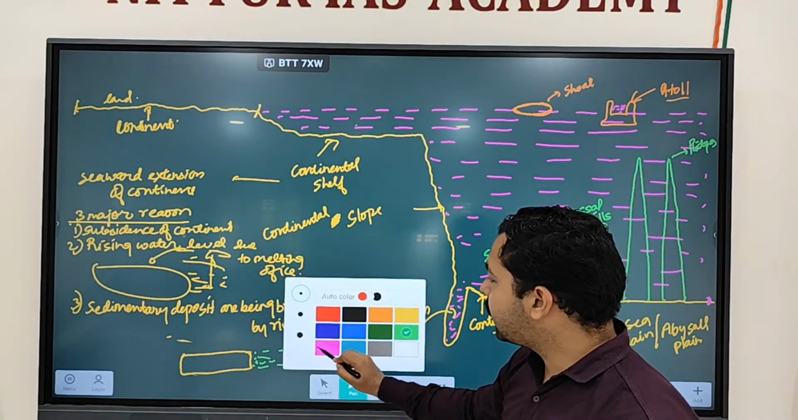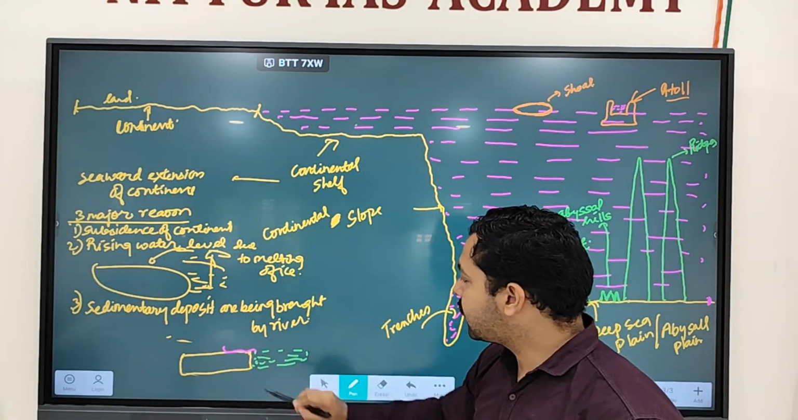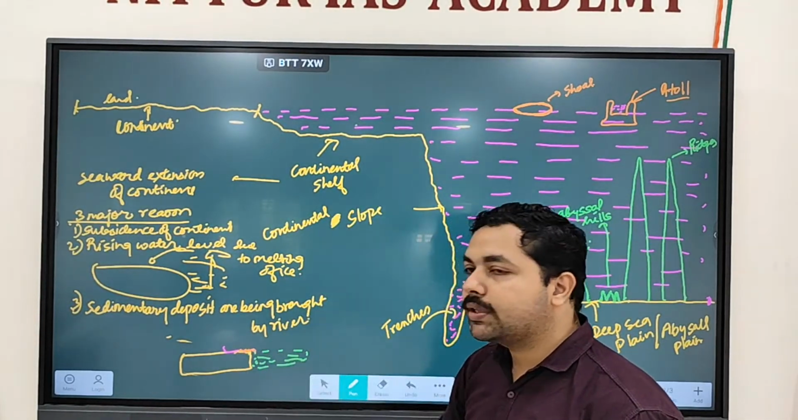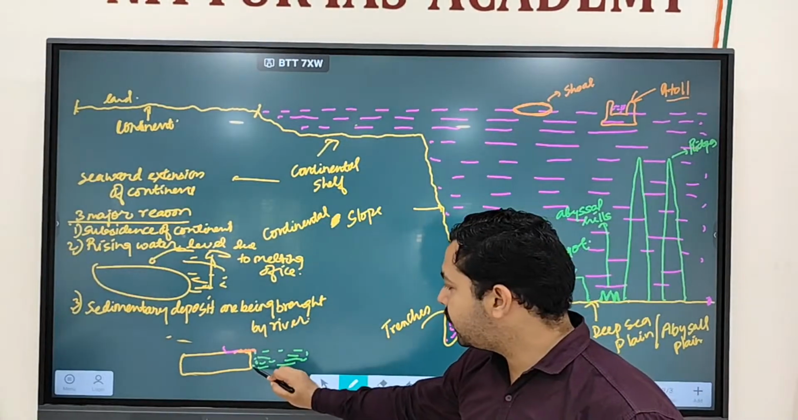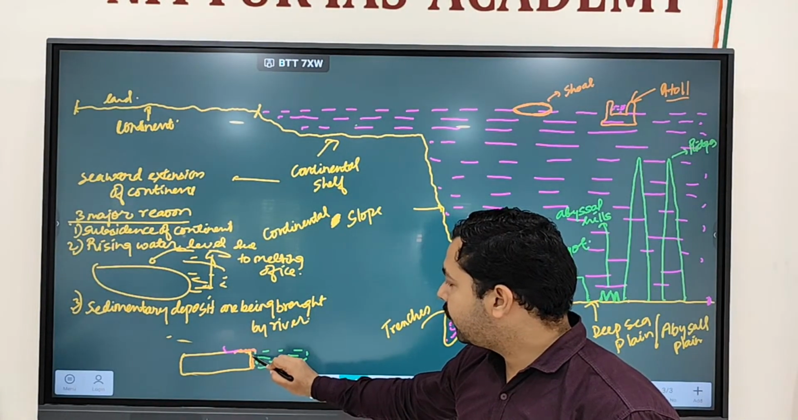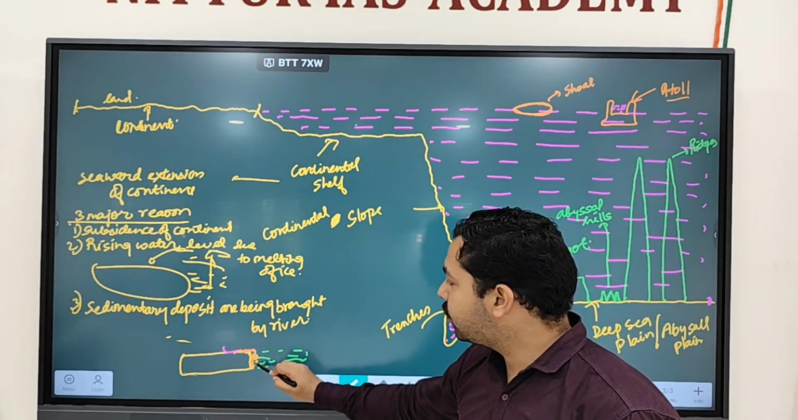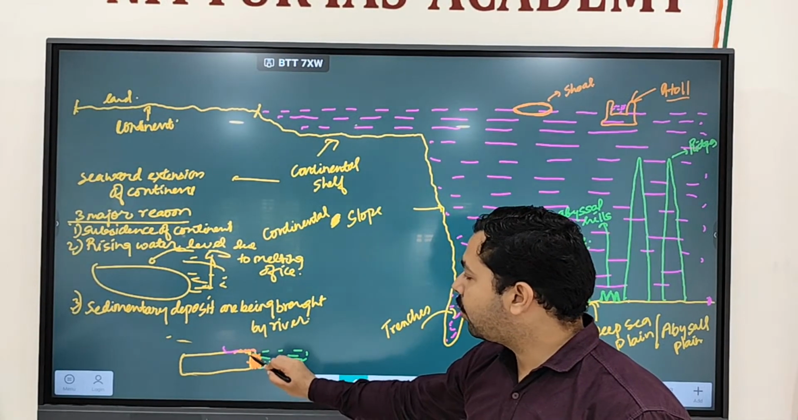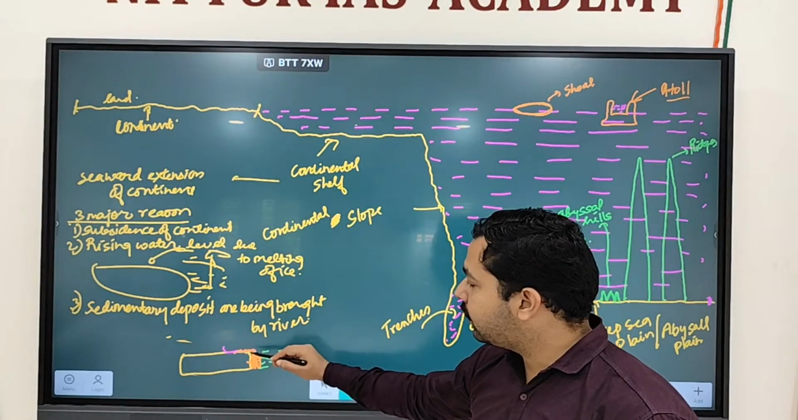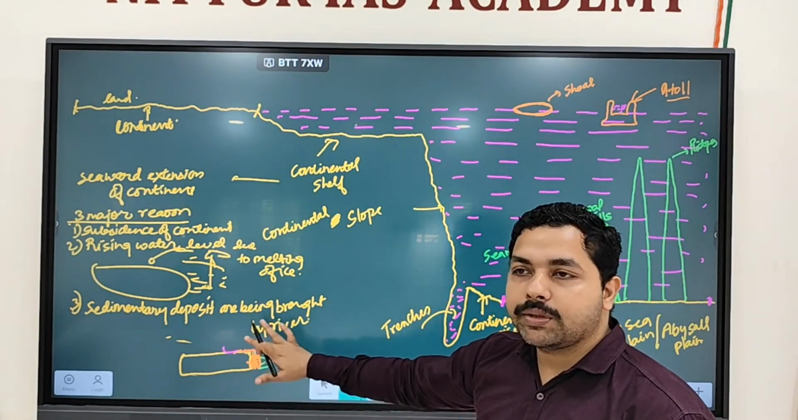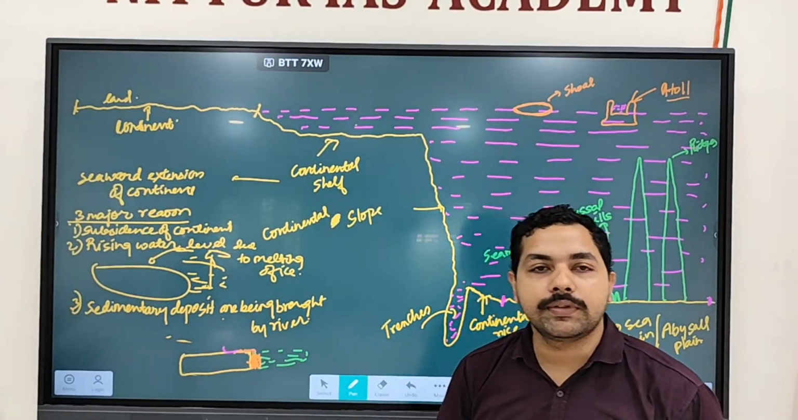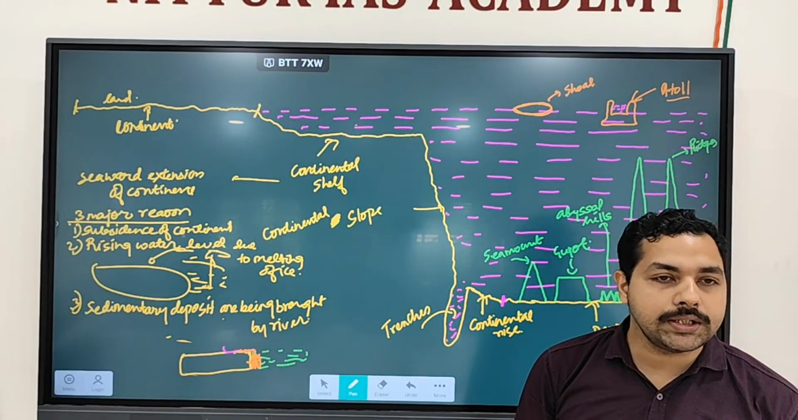Now rivers are coming, and rivers are bringing a lot of sediments with them. Now these sediments start getting deposited. When these sediments start getting deposited, what will happen? You see creation of the continental shelf, because some part will be under the water and some part will be deposited. So sedimentary deposits brought by the rivers can also create a continental shelf.